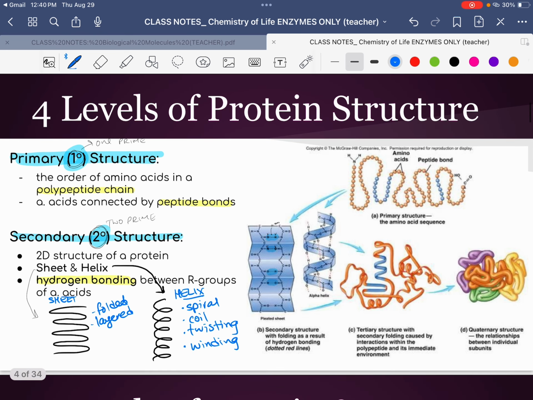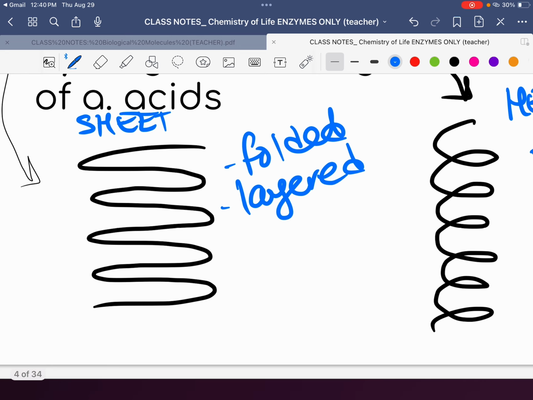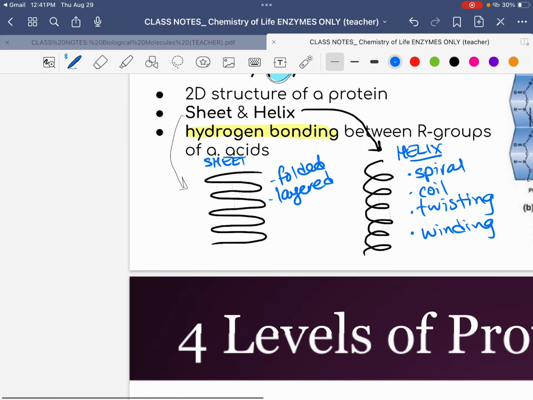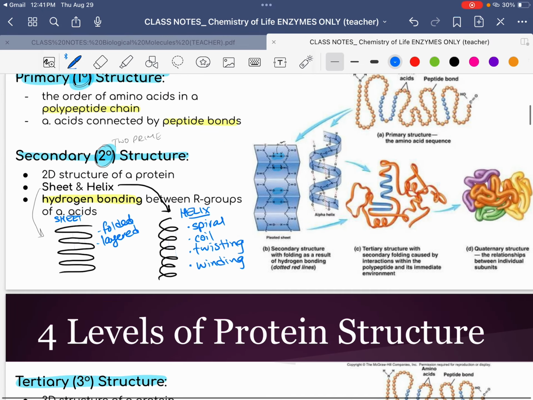Okay, so that's secondary structure. Hydrogen bonds are holding these together. So if we look really closely here, the hydrogen bonds would be forming between the layers like this. But with helix, they're kind of skipping layers like this. Okay, but the way that the hydrogen bonds form will either create sheet or helix. Okay, and that's secondary structure.